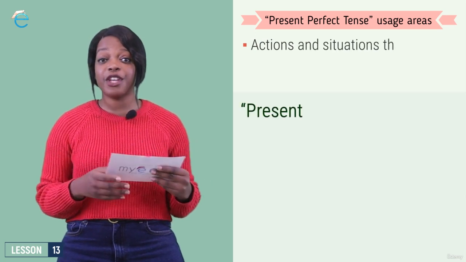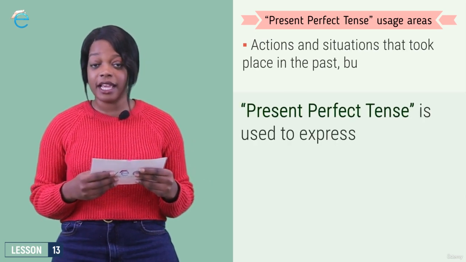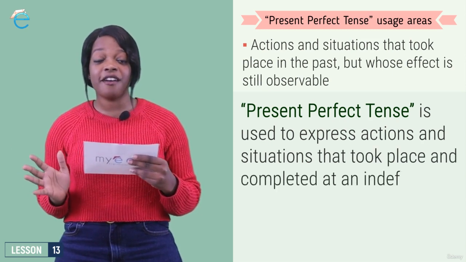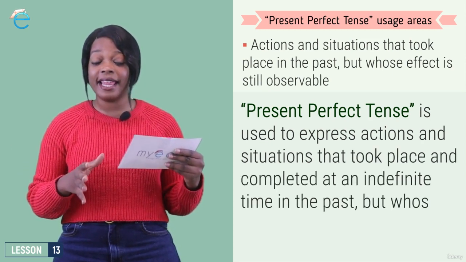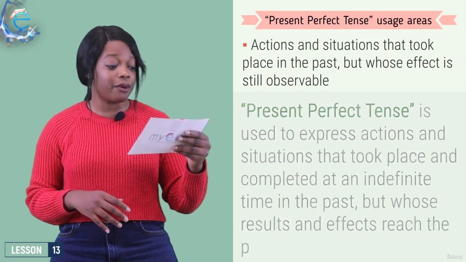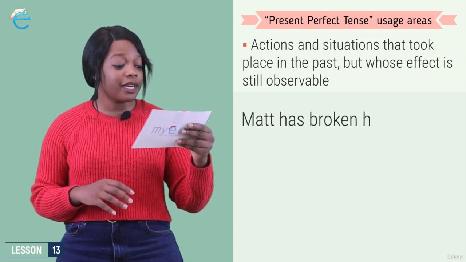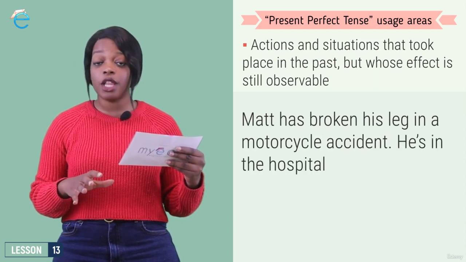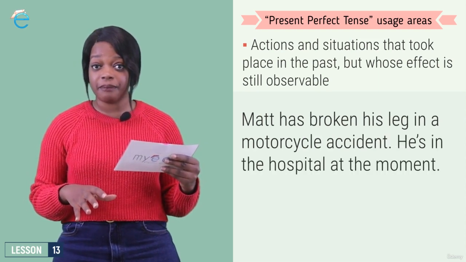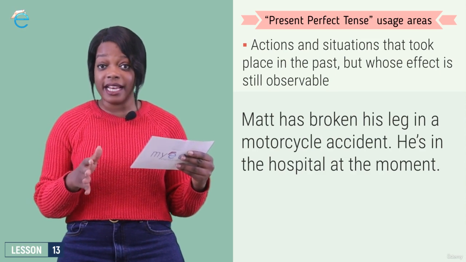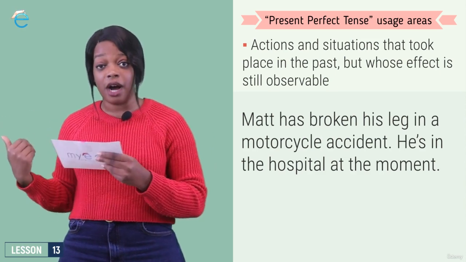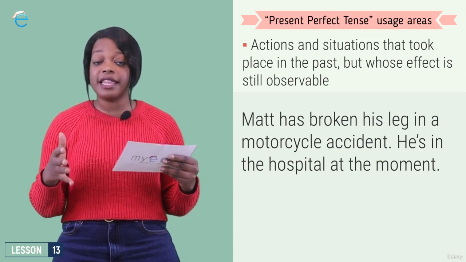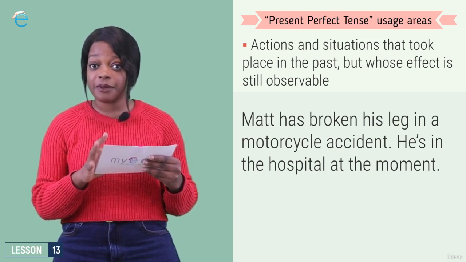Similarly, another use for present perfect tense is for actions that happened in the past but still have effects we can see in the present. For example, Matt has broken his leg in a motorcycle accident. He's in the hospital at the moment. The action of breaking his leg and the accident is in the past, but right now he is in the hospital. These 2 situations are linked.